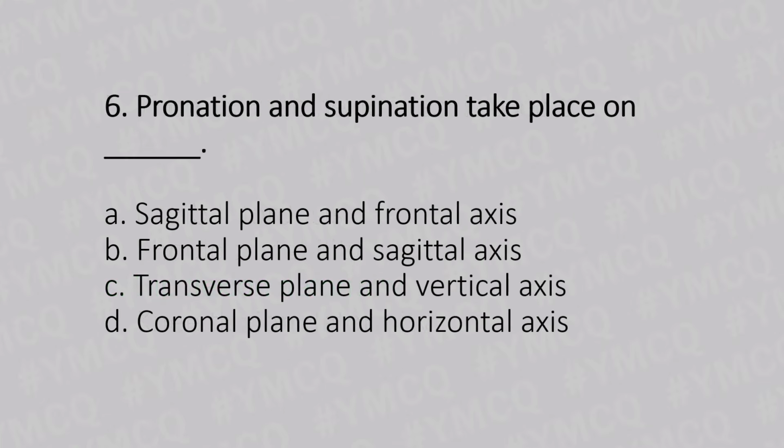Pronation and supination take place on dash. Option A, sagittal plane and frontal axis. Option B, frontal plane and sagittal axis. Option C, transverse plane and vertical axis. Option D, coronal plane and horizontal axis. And the answer is option C, transverse plane and vertical axis. Moving to our seventh question.